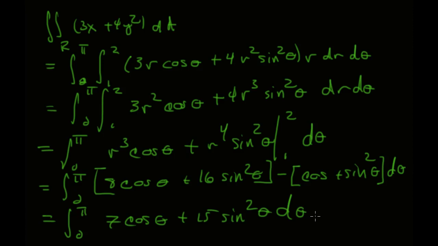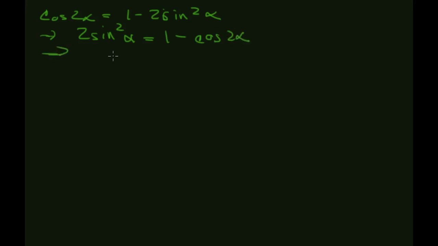This one's a little bit tricky to solve. We're going to need a trig identity here, so let's recall it. The cosine of 2 alpha is equal to 1 minus 2 sine squared alpha. This implies that 2 times the sine squared of alpha is equal to 1 minus the cosine of 2 alpha, which ultimately implies that the sine squared of alpha is 1/2 of this, 1 minus cosine 2 alpha. So how do I apply that here?